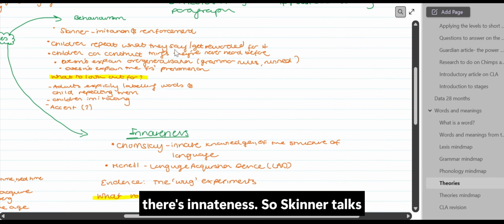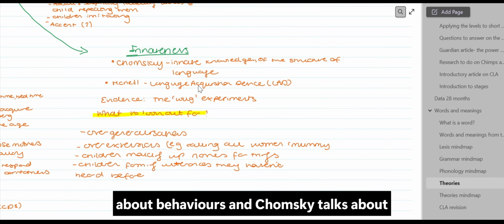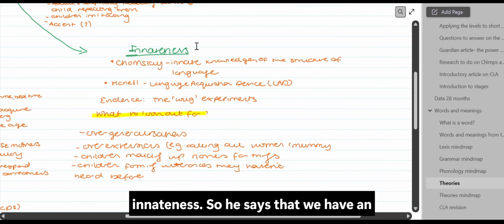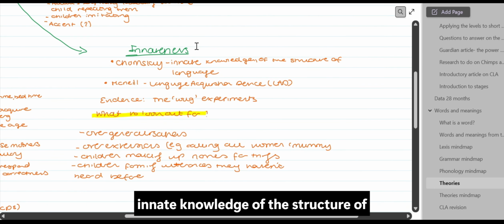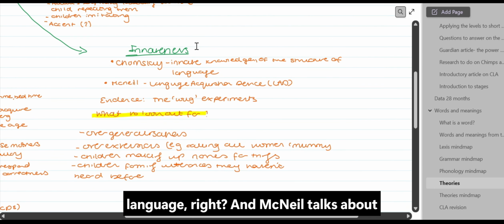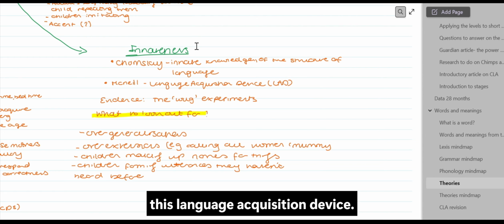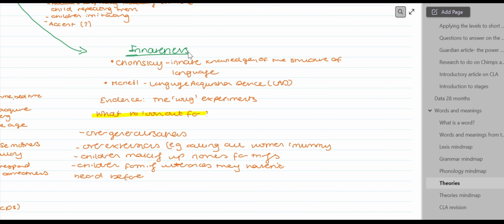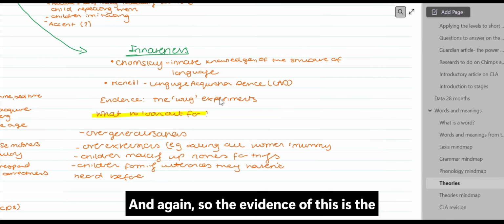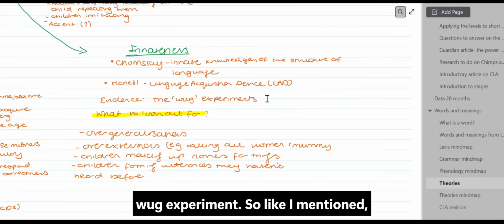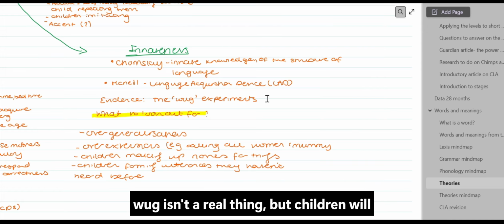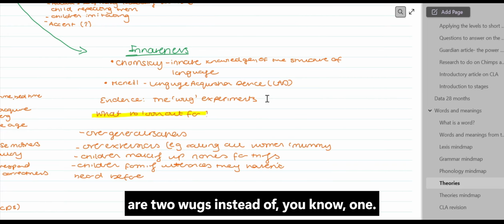Then there's innateness. So Skinner talks about behaviorism, Chomsky talks about innateness. So he says that we have an innate knowledge of the structure of language, right? And McNeill talks about this language acquisition device. And again, the evidence for this is the Wug experiment. So, like I mentioned, Wug isn't a real thing, but children will know that there are two Wugs instead of one.